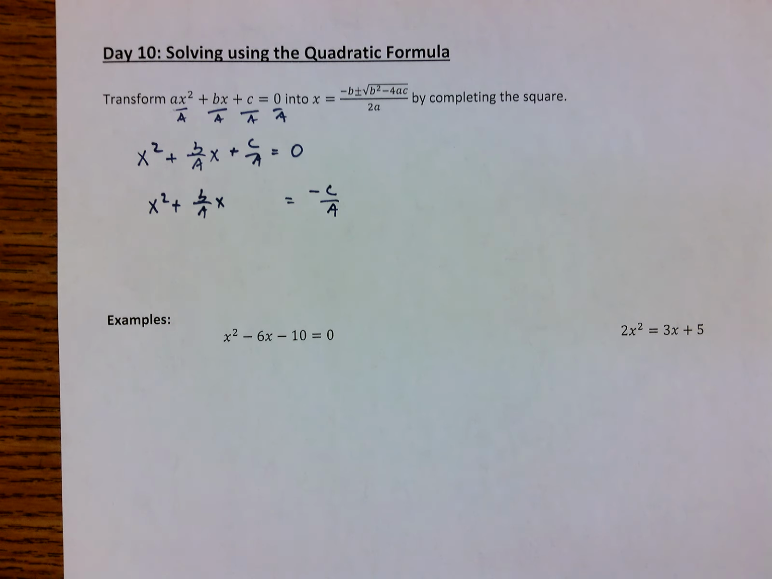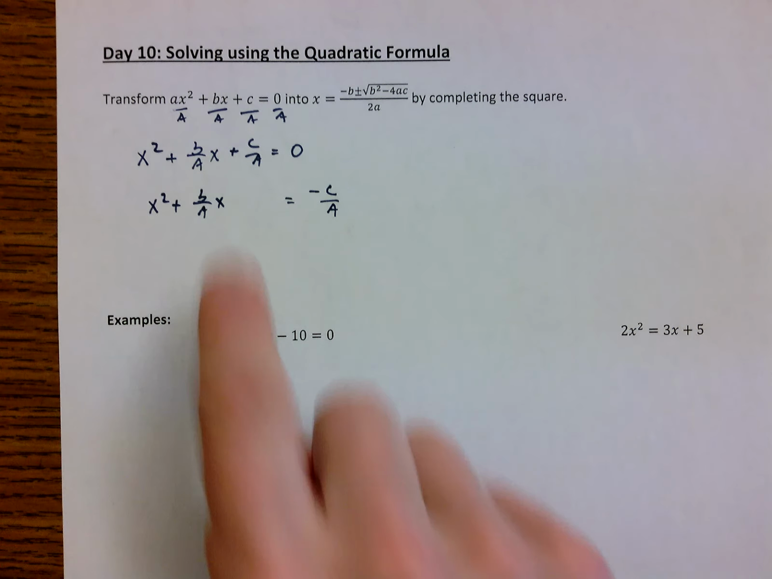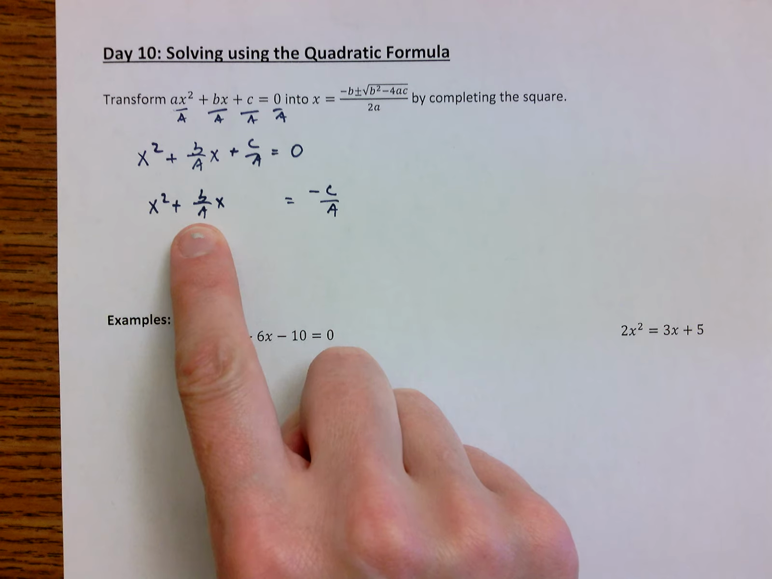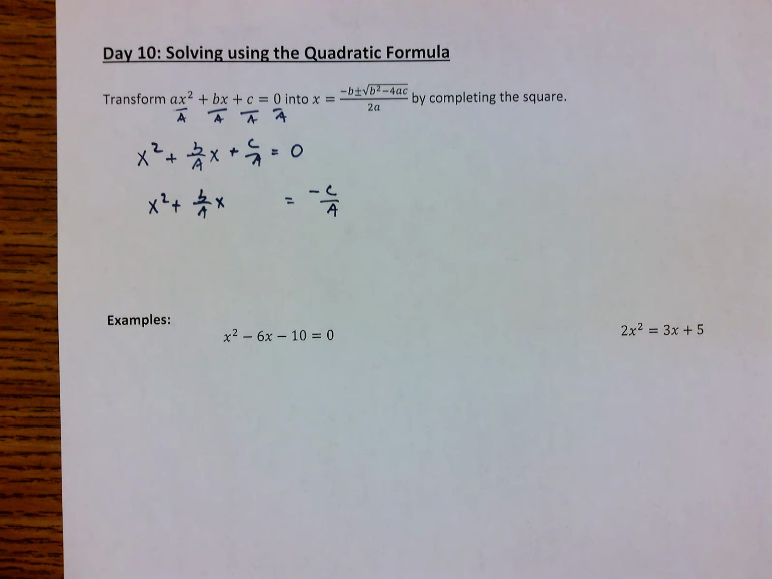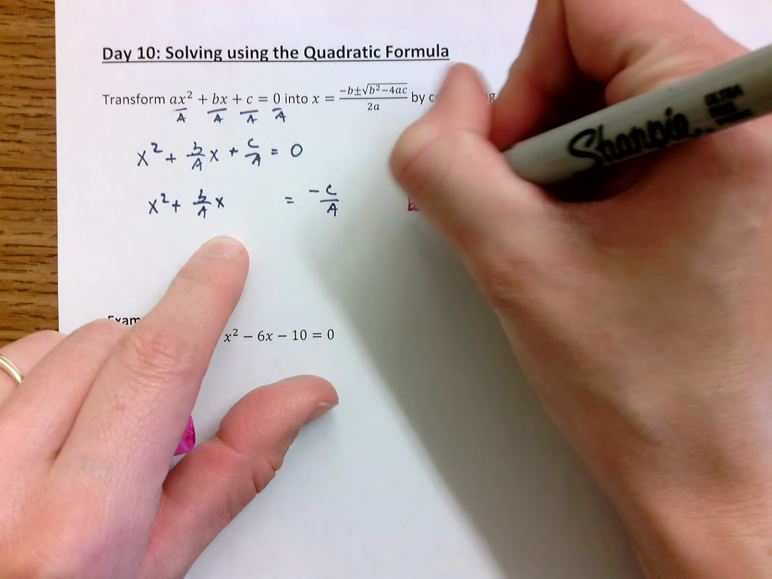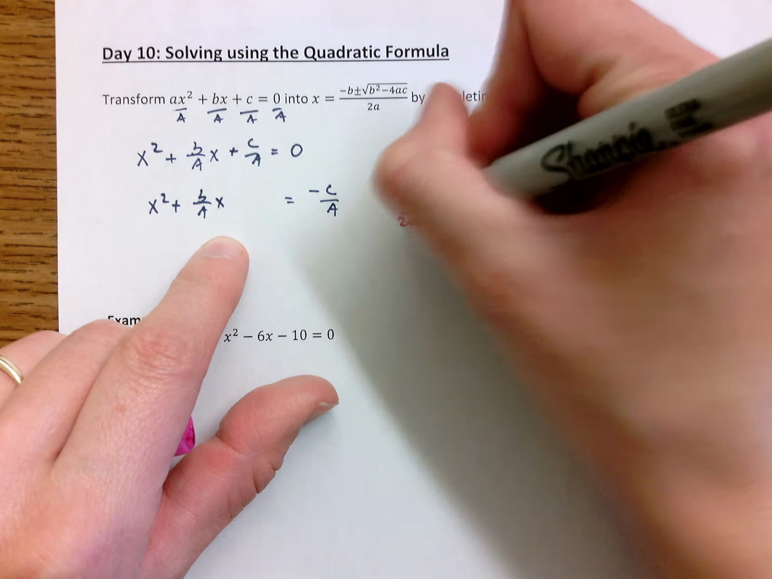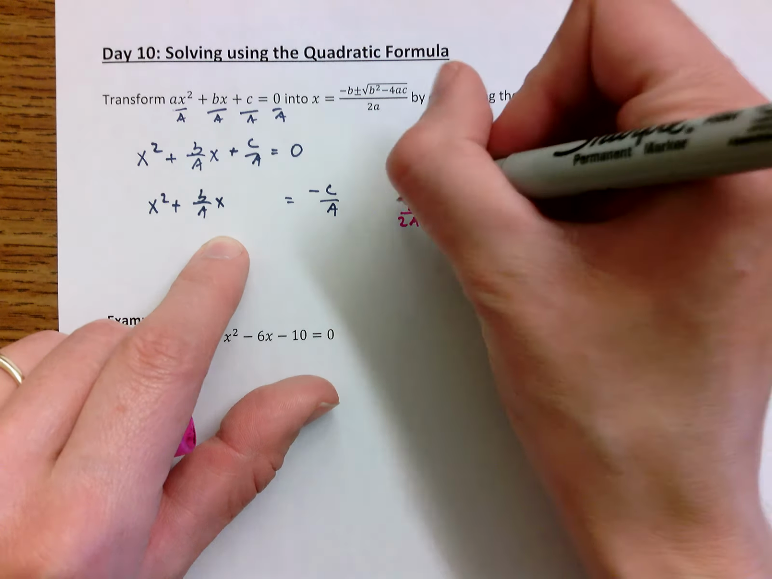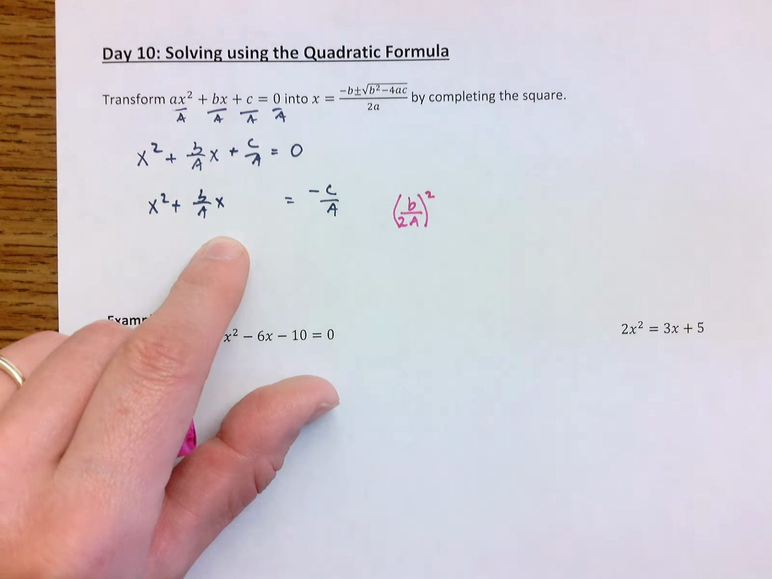Okay, so now what am I adding to both sides? Well, I'm taking half of this thing and I'm squaring it. That's what we're adding to both sides, right? So I'm taking half of b over a. So half of b over a, that's going to be b over 2a, and then squaring that.